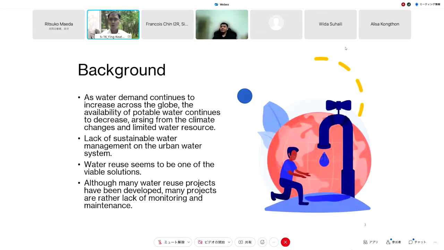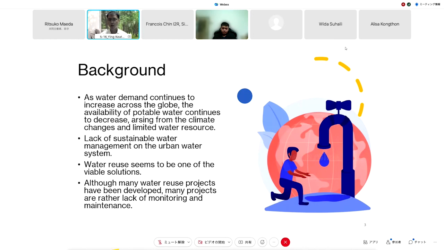So why do I need to do this project? The background is, as water demand continues to increase across the globe, the availability of potable water continues to decrease, arising from climate change and limited water resources. What I mean by limited water resources is that yes, there's a lot of water around the world, but when you talk about usable water, it's actually really limited. Due to all these factors, it becomes a problem how we can obtain this usable water.